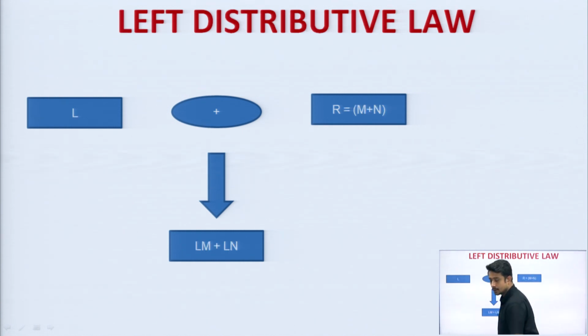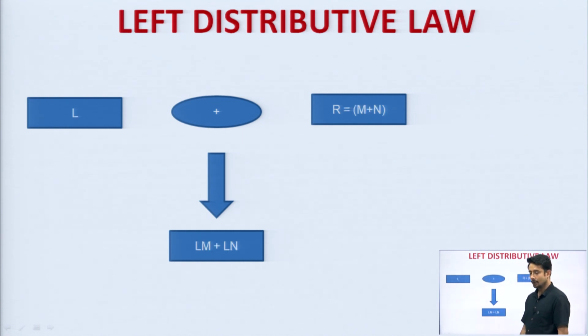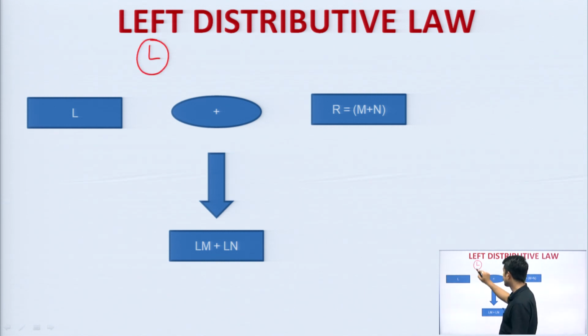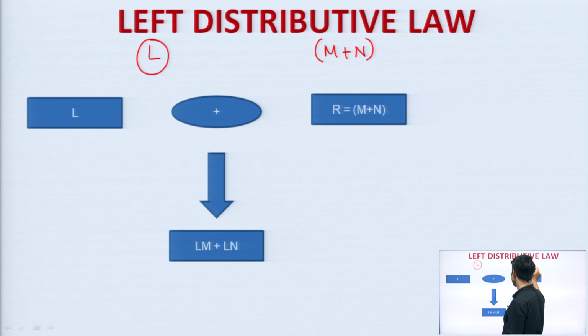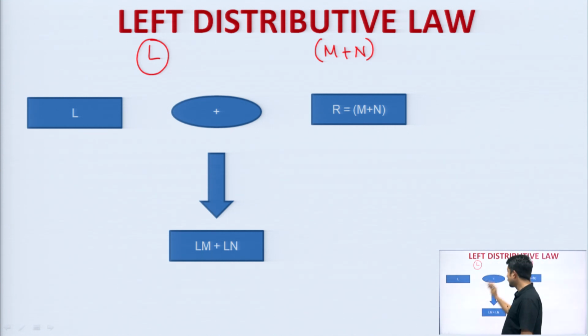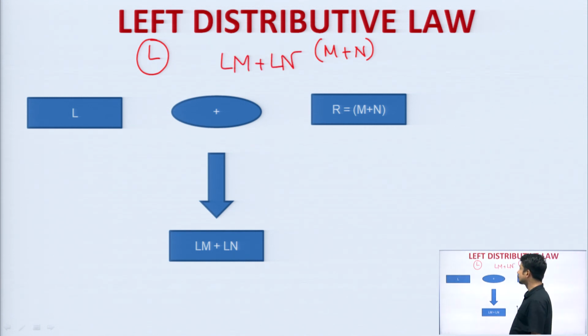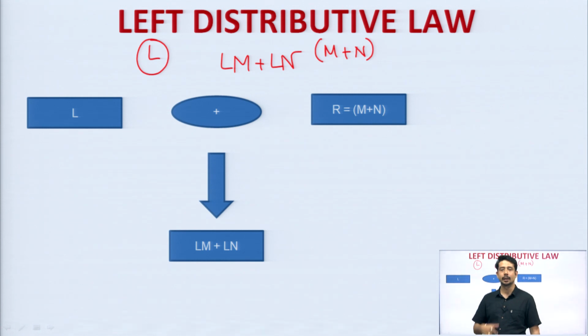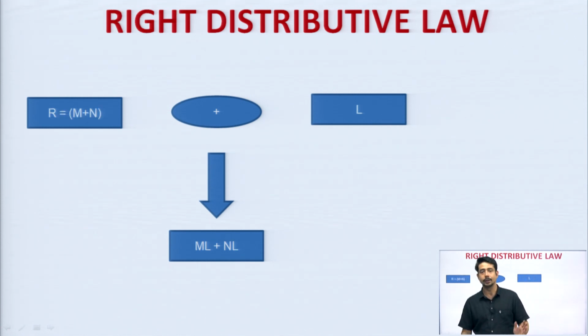Next comes the left distributive law. The left distributive law says that if you have an expression of this form L, and I have an expression, say suppose, m plus n, and if you try to do a merging or union of it, then what will I get? I will get Lm plus Ln. So, this is what I am doing from the left hand side, and in a similar way, vice versa, if you do it from the right hand side, then that law will be your right distributive law.